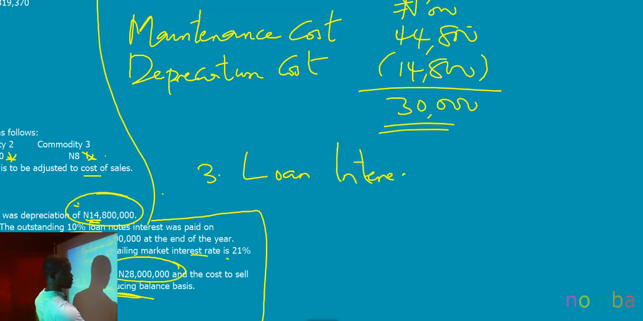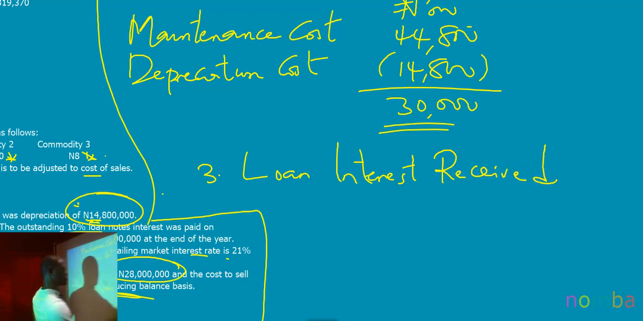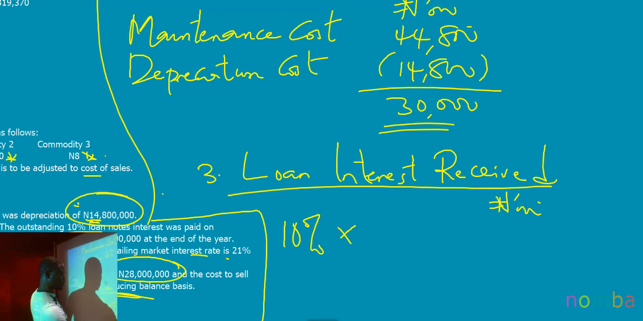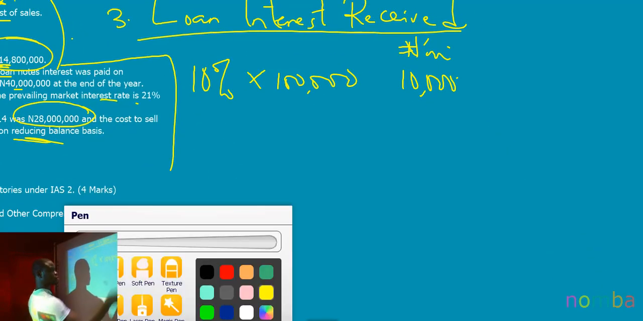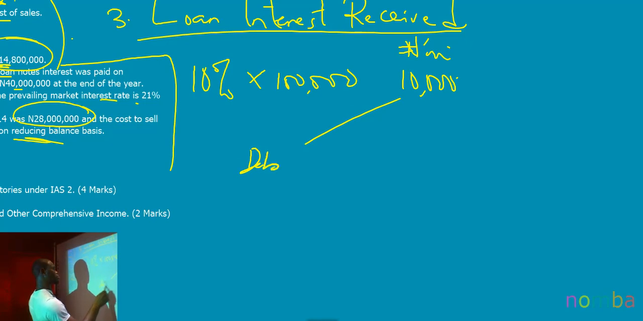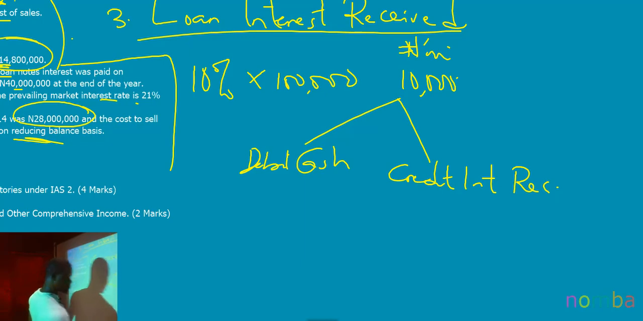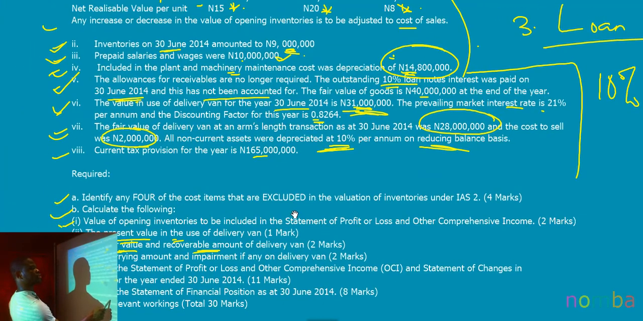Loan interest. It's going to be 10% times 100,000, and that's 10,000. And this 10,000 will debit cash because we are receiving, and will credit income or interest received. Okay? Alright.